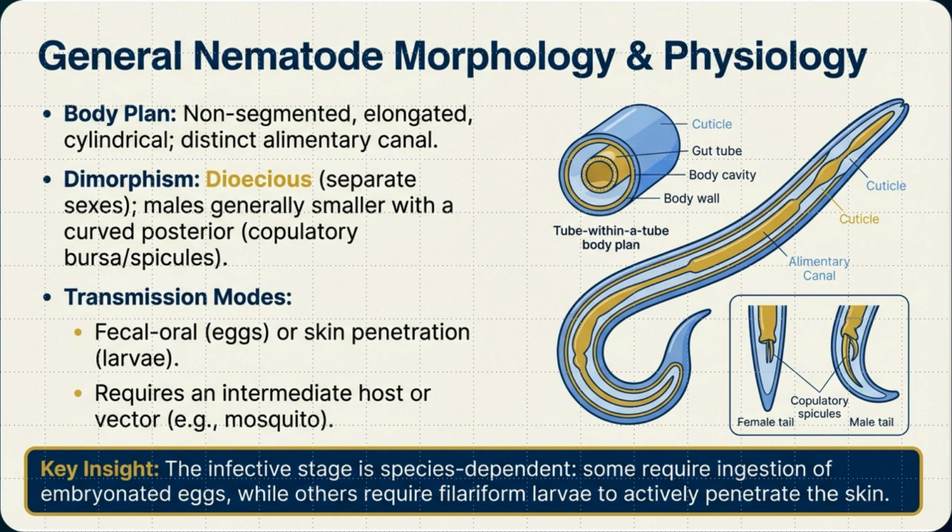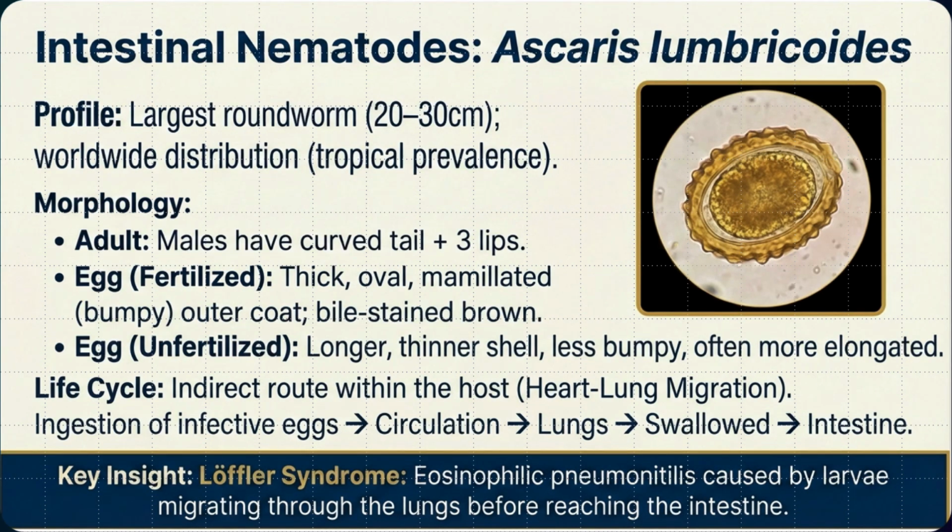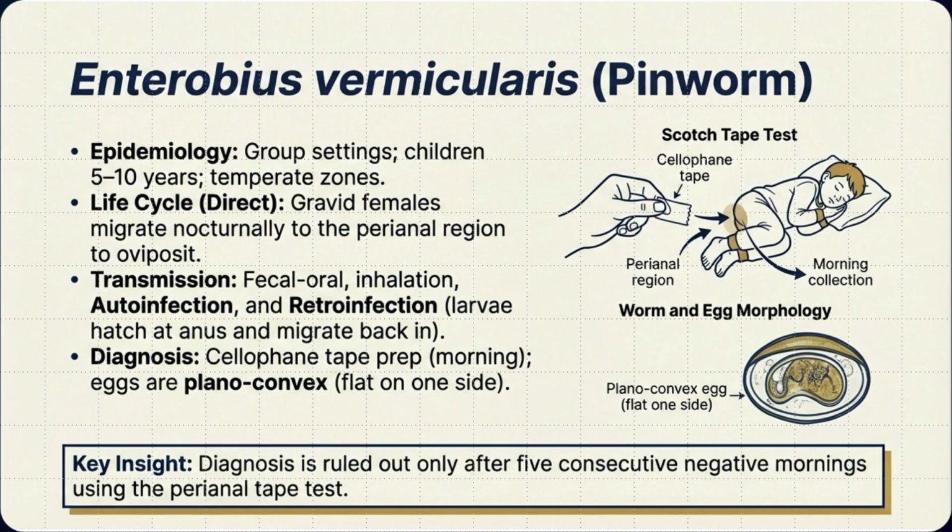The most common helminth infection in the United States, especially in temperate zones and daycares, Enterobius vermicularis, the pinworm. The bane of parents everywhere. Truly, it's so highly contagious in those group settings for kids like 5 to 10 years old. Now, for the boards, the trick here isn't identifying the worm itself, but the collection method. You don't look for Enterobius in a standard stool concentration, do you? No, and that is a guaranteed exam question. If you order a standard stool O&P for pinworm, you're going to get a false negative almost every time. Because of where it lives.